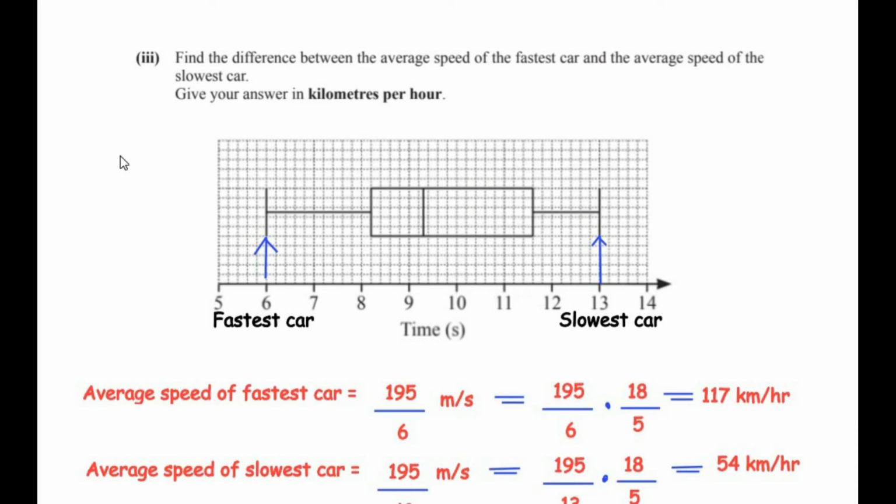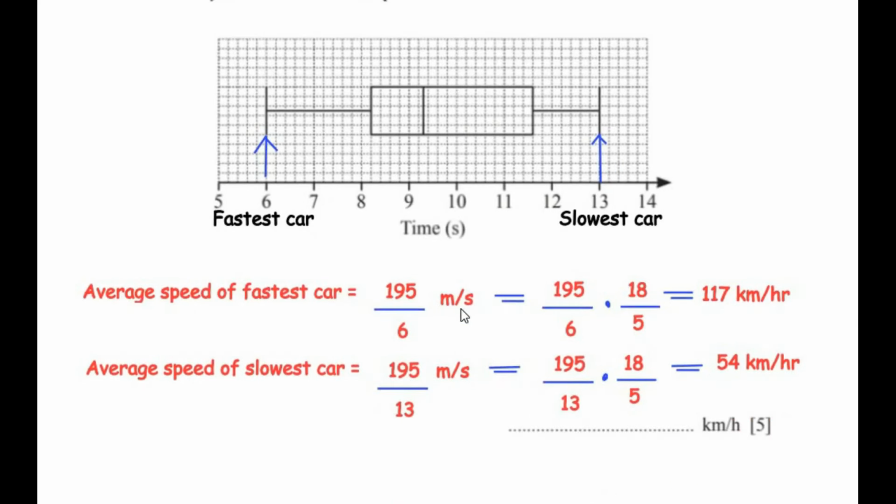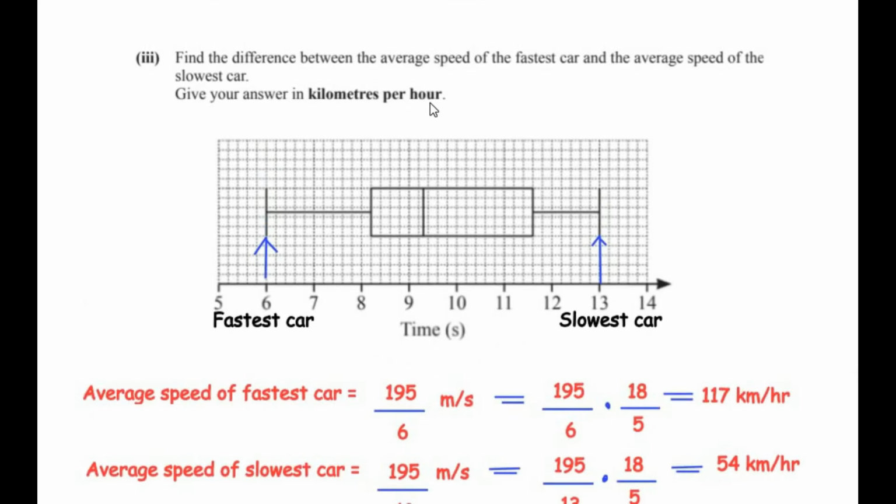And the formula for speed is distance over time. So here we have written average speed of the fastest car is, distance was given in the question as 195 meters, over the time taken by it is 6 seconds, and this is in meters per second because 195 was given in meters and this plot is given in seconds.